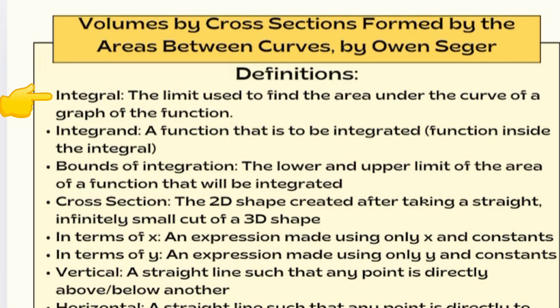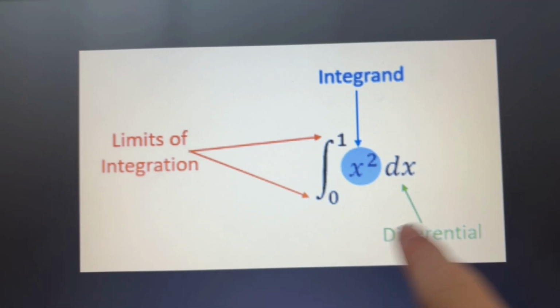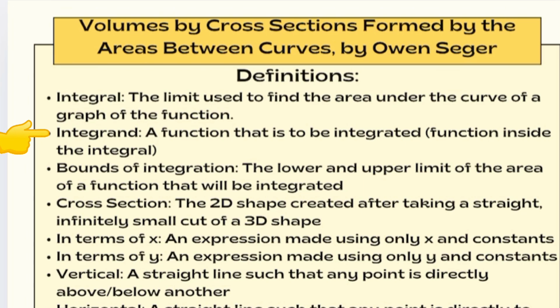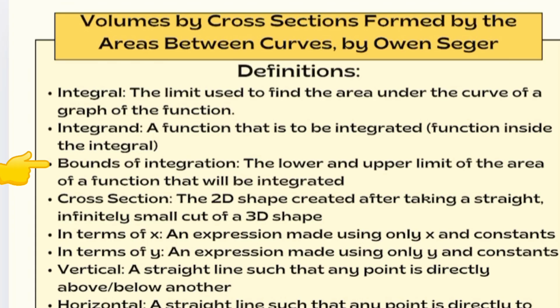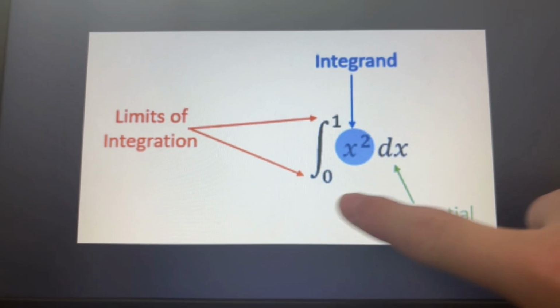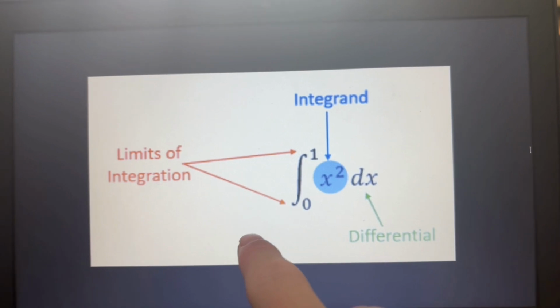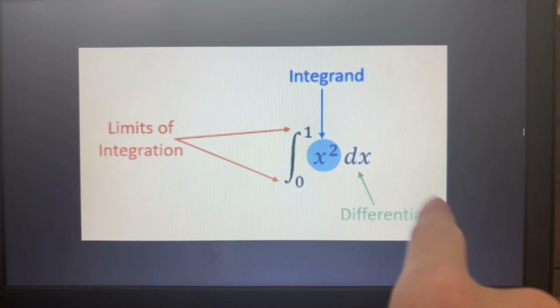So first of all, the integral is the limit used to find the area under the curve of the graph of a function. So this entire expression is the integral. The integrand is a function that is to be integrated. So that's whatever terms are in here. The bounds of integration are the lower and upper limit of the area of a function that will be integrated. So those are right here. They're also called the limits of integration. They just represent what you're integrating from and to on the function.